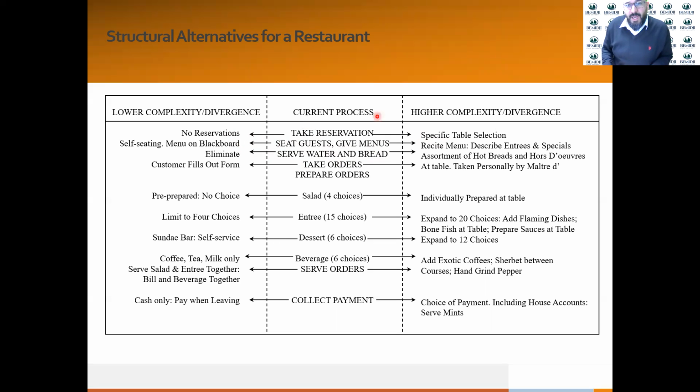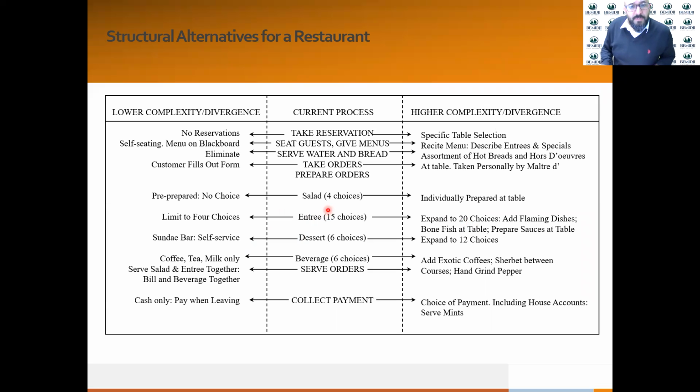If we need to make it highly complex, we could have an employee welcome the customers and select a good table for them. Similar to other options such as the salad, for example, instead of offering four choices, maybe no choices at all. If we need to make it a more complex process, we could customize the salad, individually prepared at the table. This is something that you could do to increase the complexity of your business.